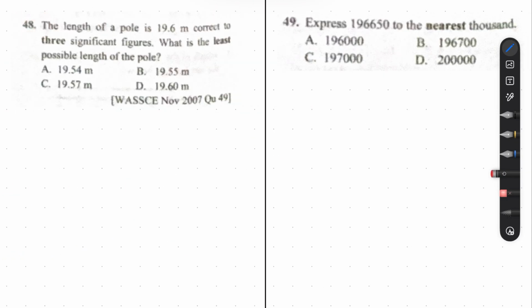It says, the length of a pole is 19.6 meters, correct to 3 significant figures. What this means is this number has been corrected to 3 SF, 3 significant figures. So this 19.6 is in 3 significant figures, right? It says, what is the least possible length of the pole?